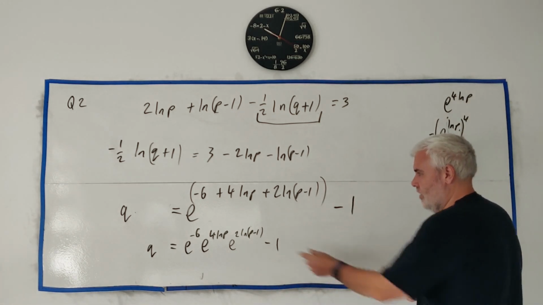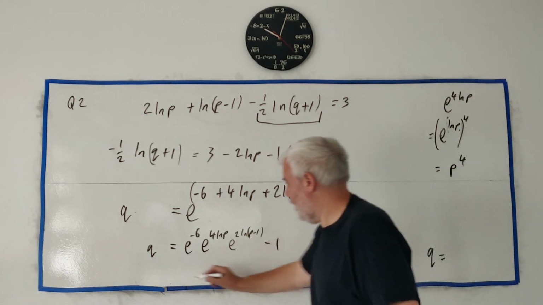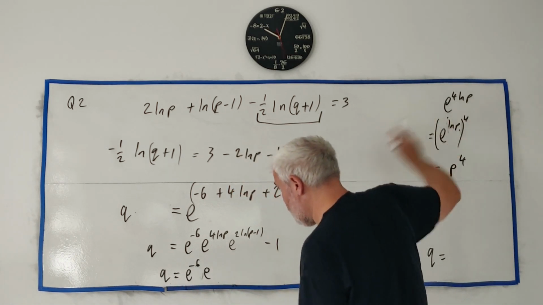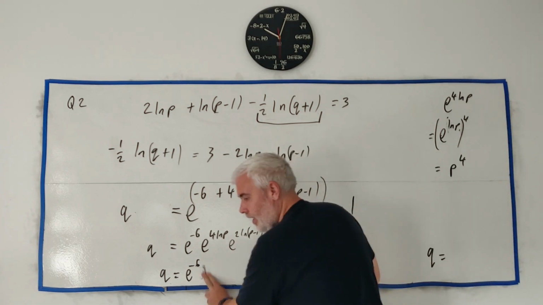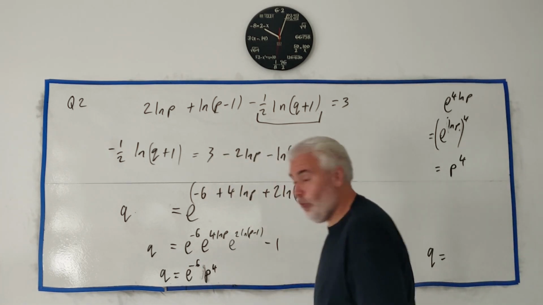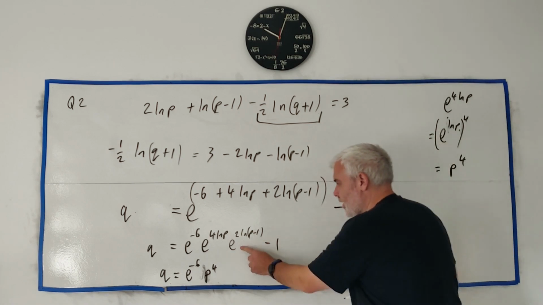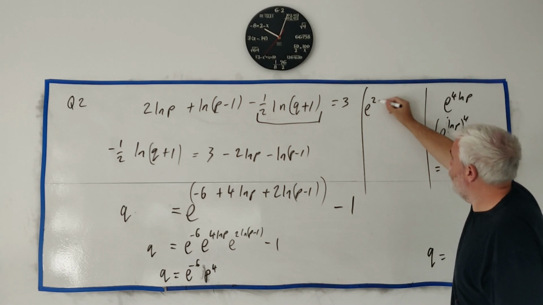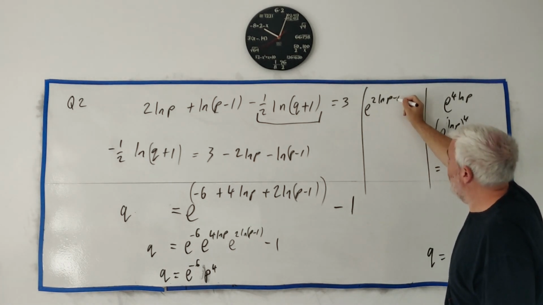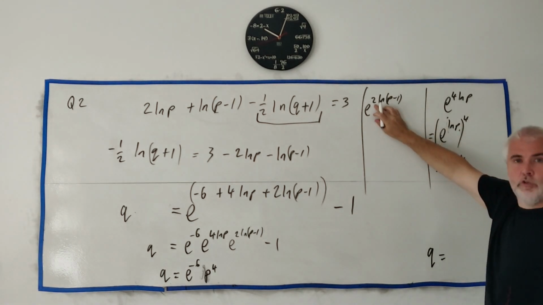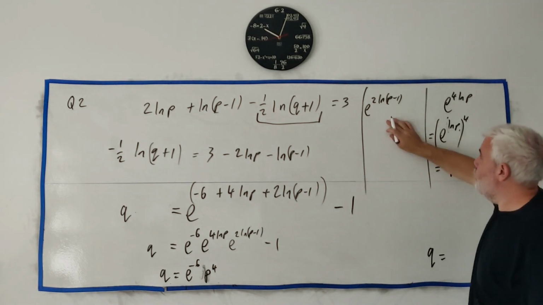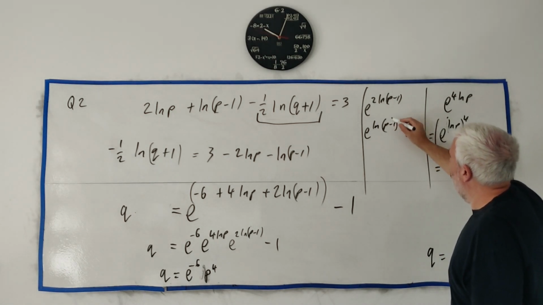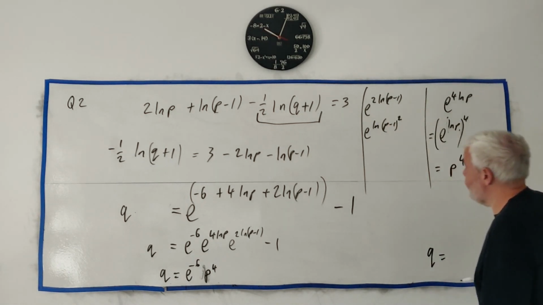Another way we could think of this, actually I'll do it on this one, the other way as I write out the next line. So e to the minus 6, for the reason I just said up there, this would become just p to the power of 4. Let me do this a different way. I'll do it up here again. e to the 2 natural log p minus 1. We can use the rules of logs to rewrite this as e to the natural log p minus 1 to the power of 2.